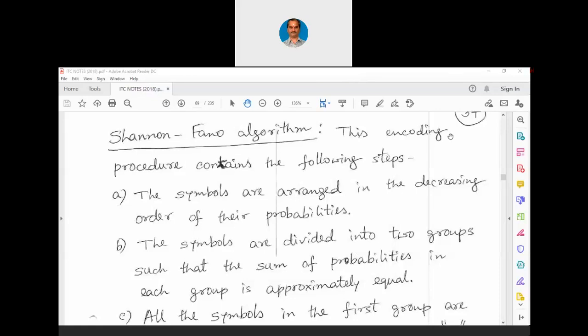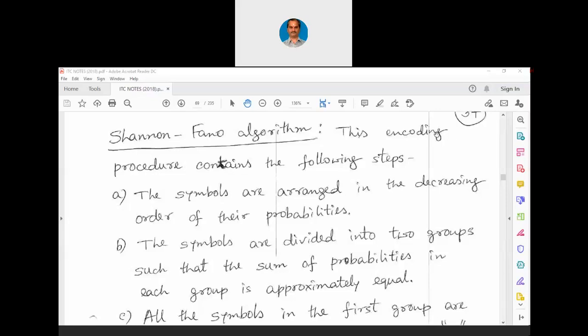We have been discussing Shannon's encoding algorithm till now, and we had seen some examples also. Today, we will see the next method of encoding, that is called the Shannon-Fano algorithm. This is a slightly easier method when compared to the earlier discussion of Shannon's algorithm.